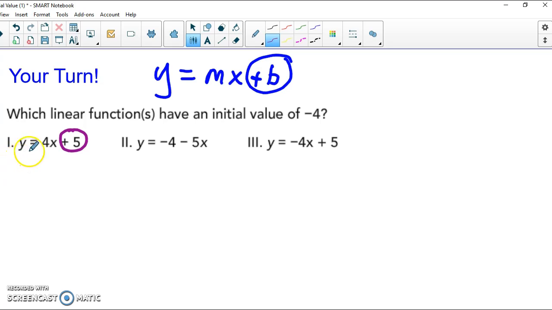On equation 1, y equals 4x plus 5. This is y equals mx plus b form. My b value, which is my initial value, is a +5. So that is not a value of -4.